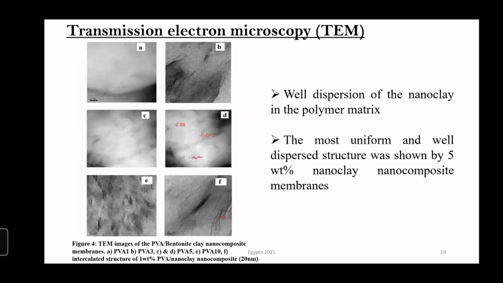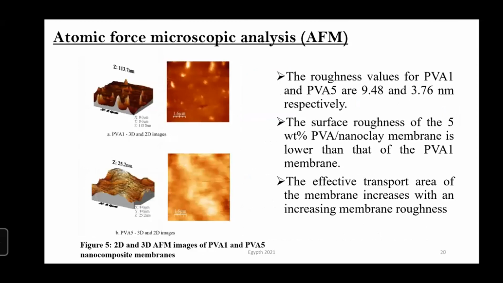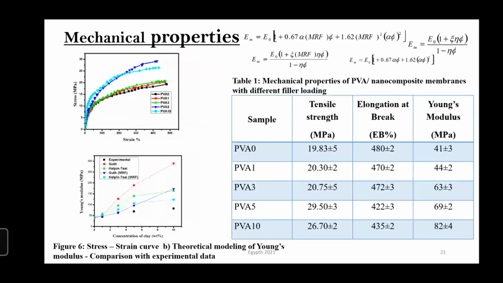And in the nice TEM images, we can see the fine dispersion of the nanoclay material in the polymeric matrix. And the atomic force microscopy images show the nano and fine dispersion at 1 weight percentage of nanoclay. The roughness value is 9.48 and at 5 weight percent the roughness value is 3.76%. And the mechanical properties increase with the incorporation of the bentonite nanoclay into the polymeric matrix.